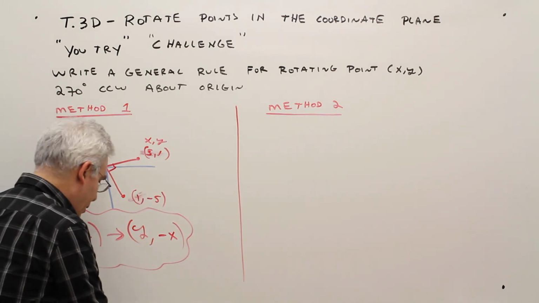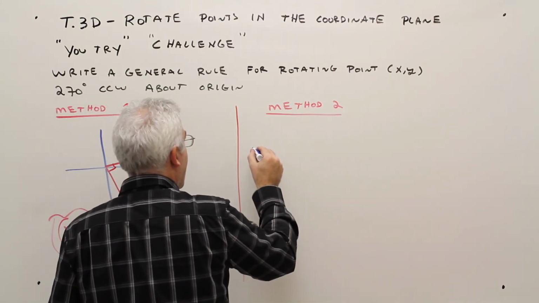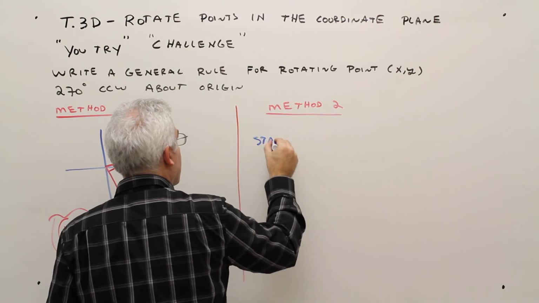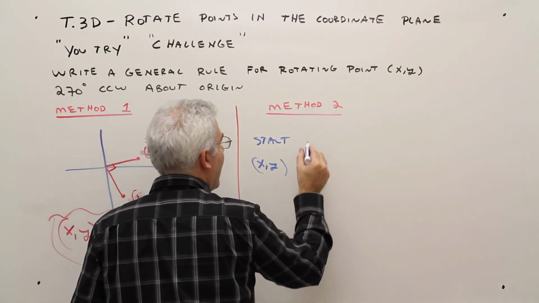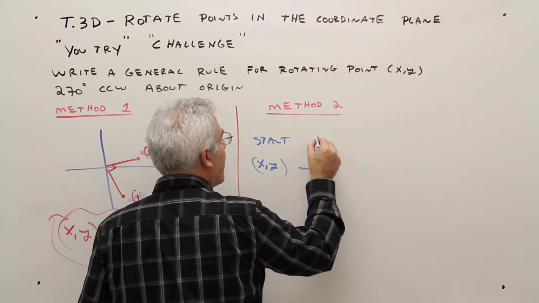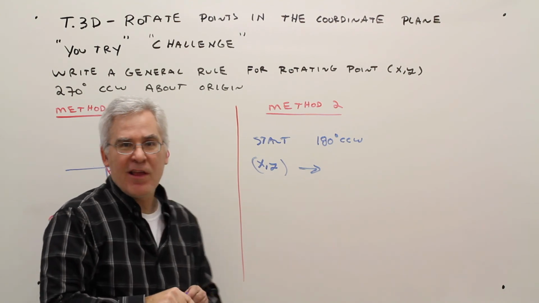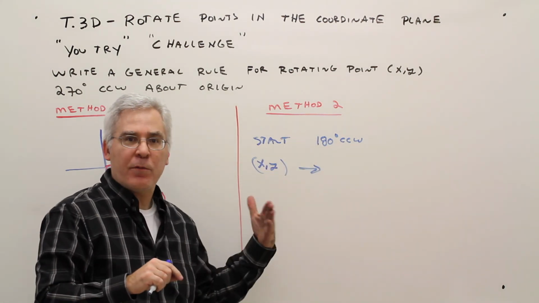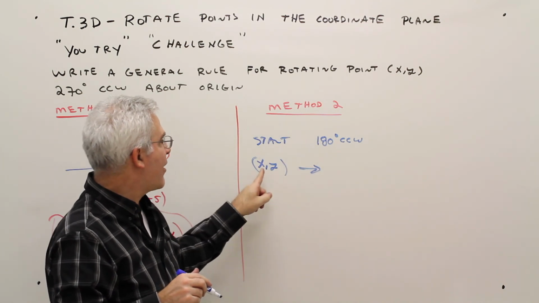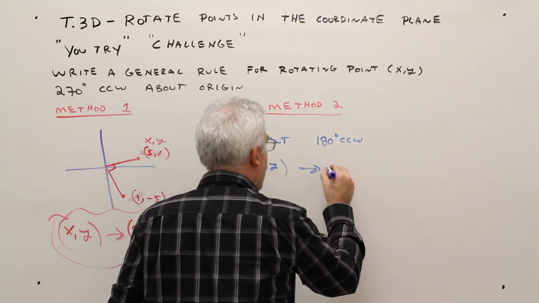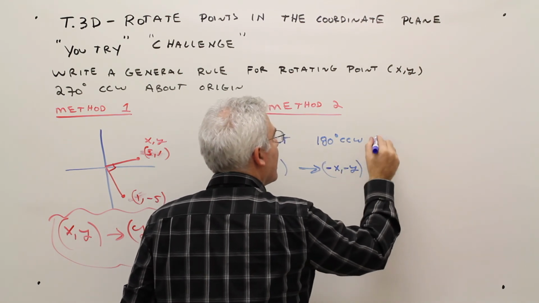Now let me show you a way using previous knowledge. Let's just say we're going to start at x, y, and then let's say we're going to go 180 degrees counterclockwise. I know direction doesn't matter, but as far as this problem, it'll make a little bit more sense. So go 180 degrees counterclockwise. Oh, change the signs. Minus x, minus y.